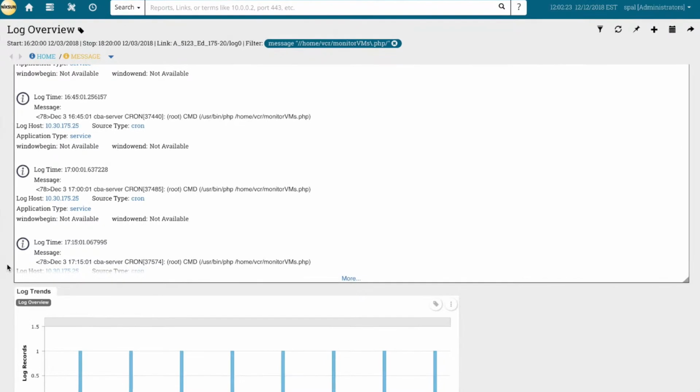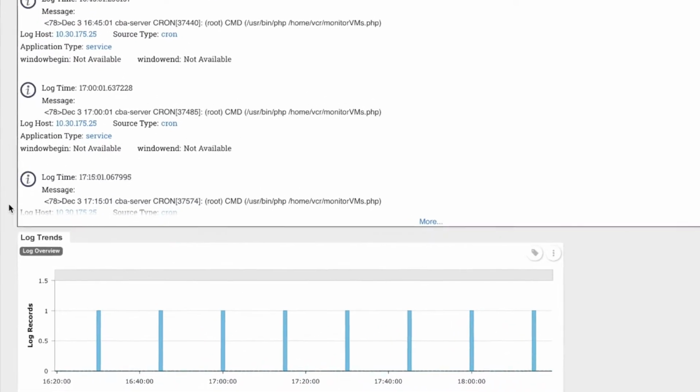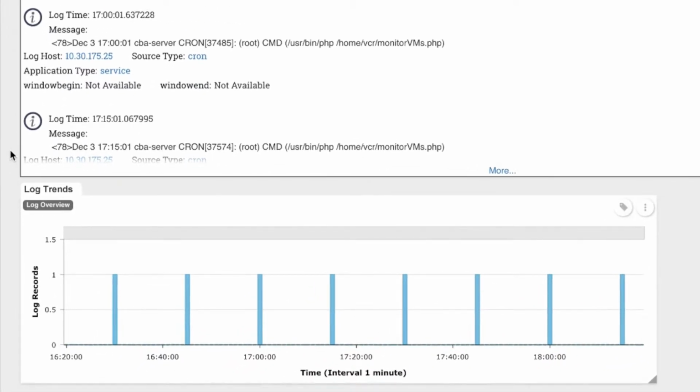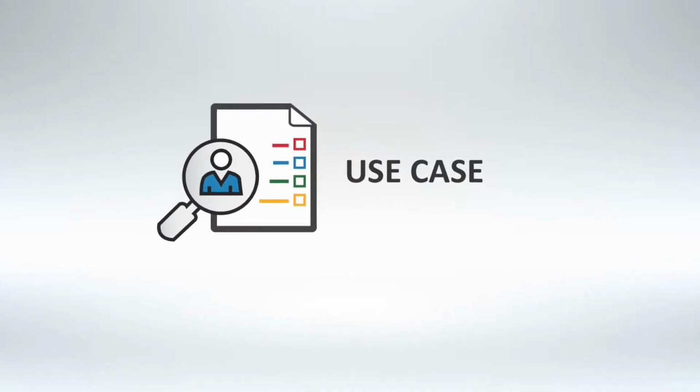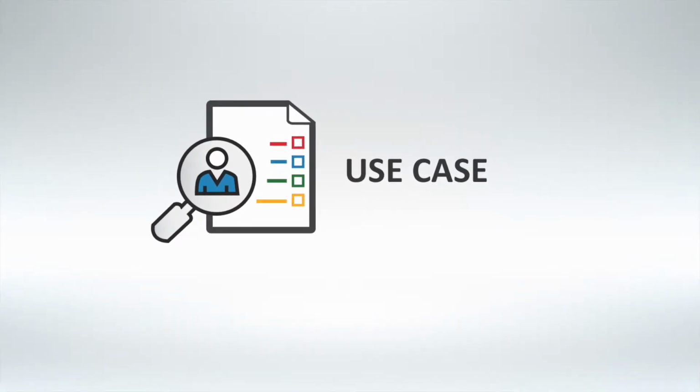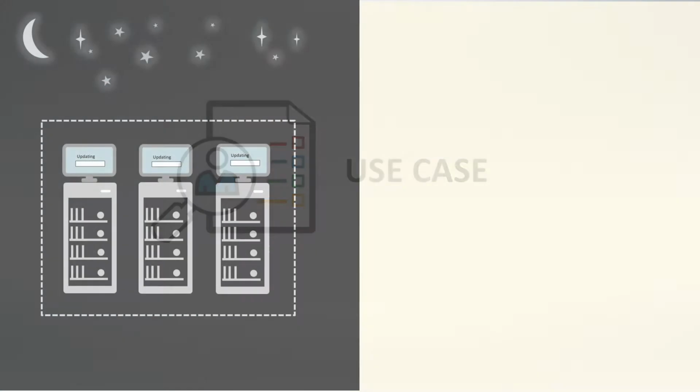Let's simply scroll down to log trends where we can clearly see that this process was run at a regular interval, which validates that the cron job is being regularly scheduled. Now that we have some familiarity of how LogWave can be used to search for information, let's take a look at a use case that leverages and correlates intelligence gathered from both packet and log data.